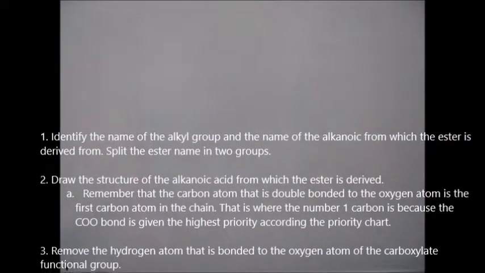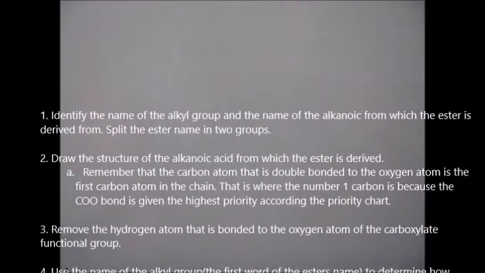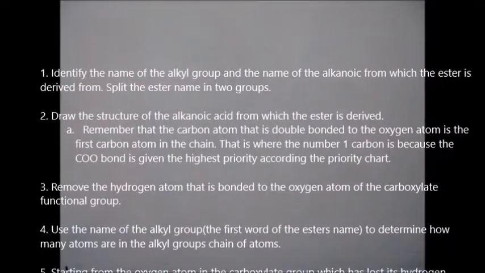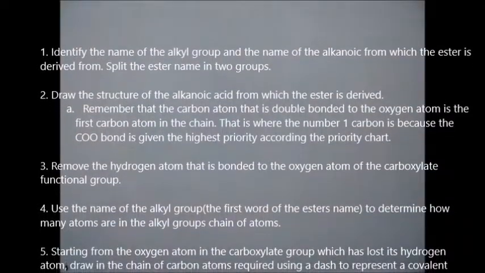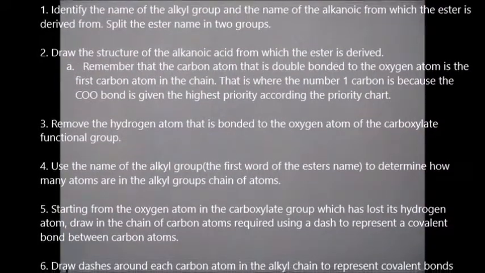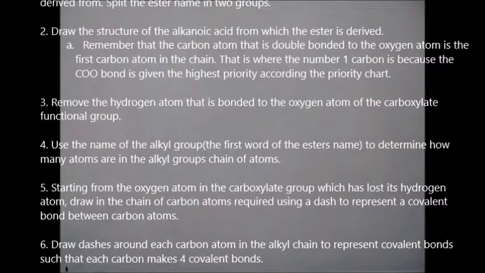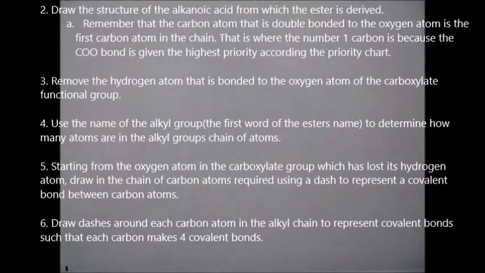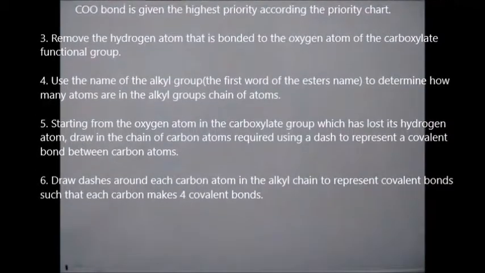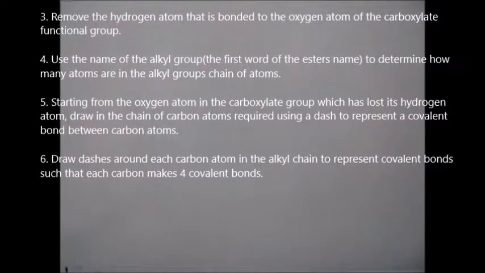Remember that the carbon atom that is double bonded to the oxygen atom is the first carbon atom in the chain. This is where the number 1 carbon is because the COO bond is given the highest priority. Remove the hydrogen atom that is bonded to the oxygen atom of the carboxylate functional group. Use the name of the alkyl group, the first word of the ester's name, to determine how many atoms are in the alkyl group chain of atoms.